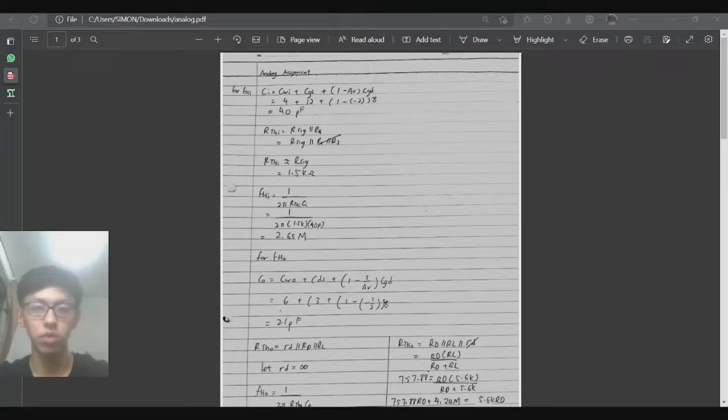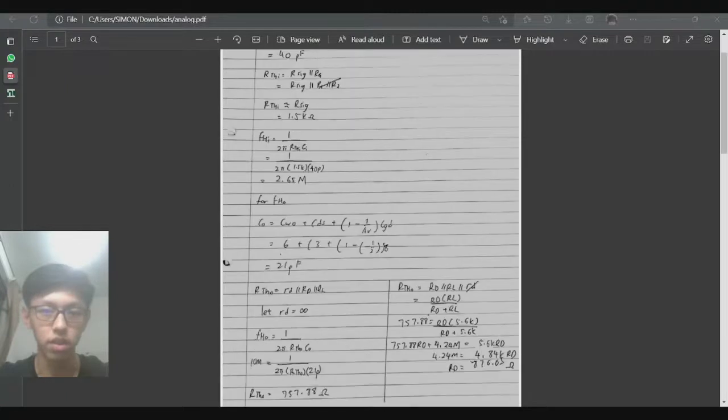So now I'm going to start my presentation on calculation. So first, to find high input frequency, we need to find CI and also RTHI first. So by using the formula, we will get CI equal to 40 pF.